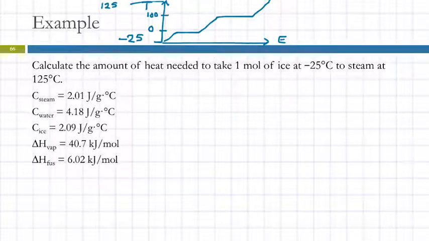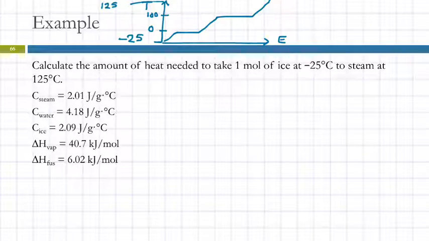This problem is going from solid below freezing to gas above the boiling point, and so we've got a bunch of line segments. You could also do ice at 0 to water at 59 degrees or something like that. Any combination.